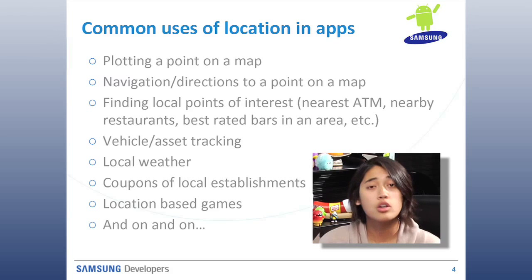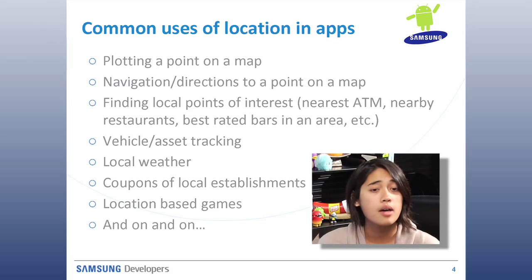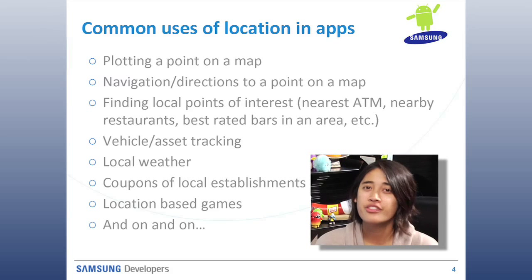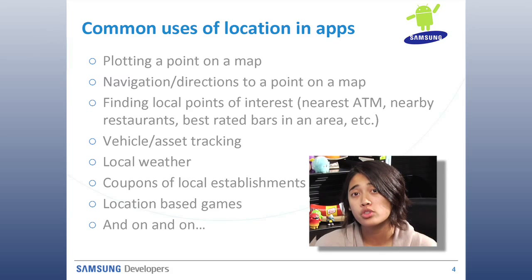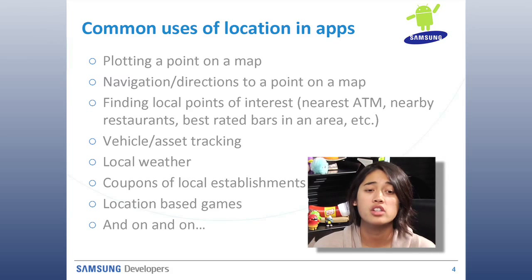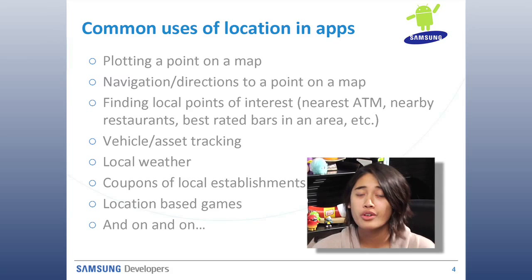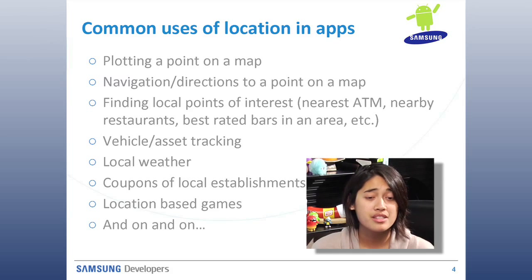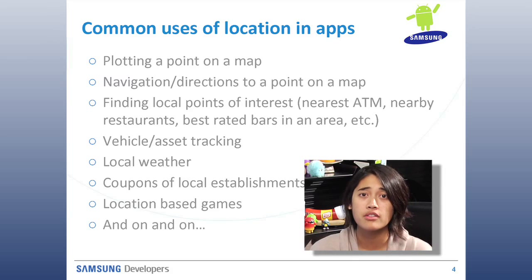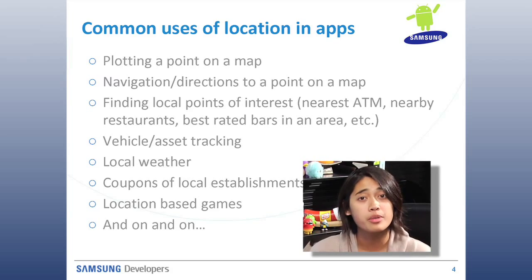You can also find local things around you: nearest ATM, closest restaurants, the coolest bars. And for the enterprise, there's a lot of location that's used for vehicle and asset tracking and management. You can do local weather automatically with location, coupons for those of you who are really into shopping, and then location-based gaming. And the list just keeps going on. This is, again, because location can be used as a context for almost every application out there, so a lot of people are incorporating it to add another dimension to their applications.